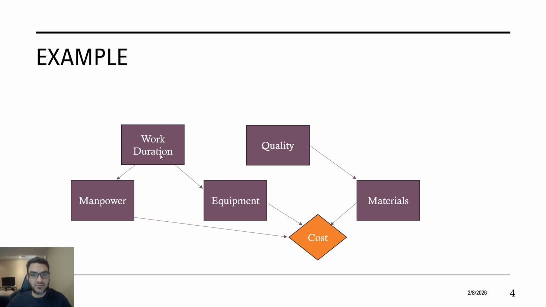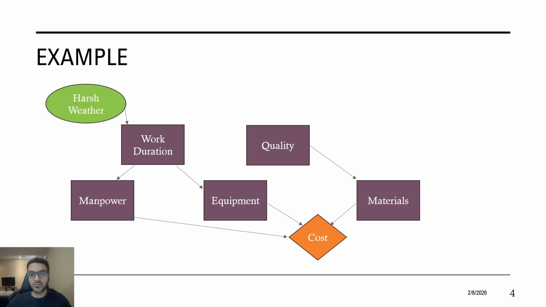Work duration, if it extends, that will result in the need for more manpower for longer durations, right? More man hours. Equipment, more equipment rental or equipment utilization. Quality affects the materials. And all these, manpower, equipment, and materials, directly affect the cost. Now we will start looking at the different risks that can impact the project.